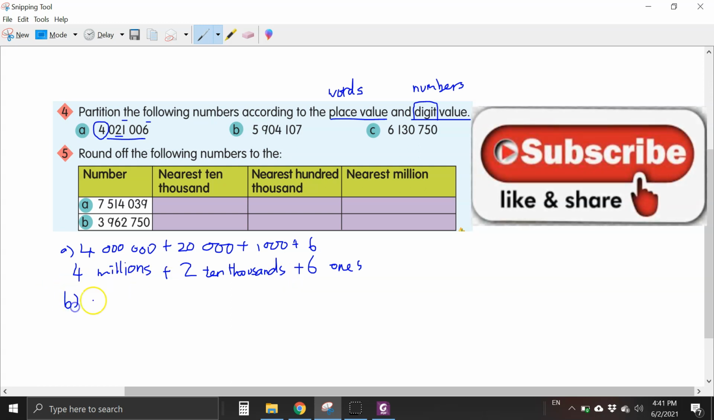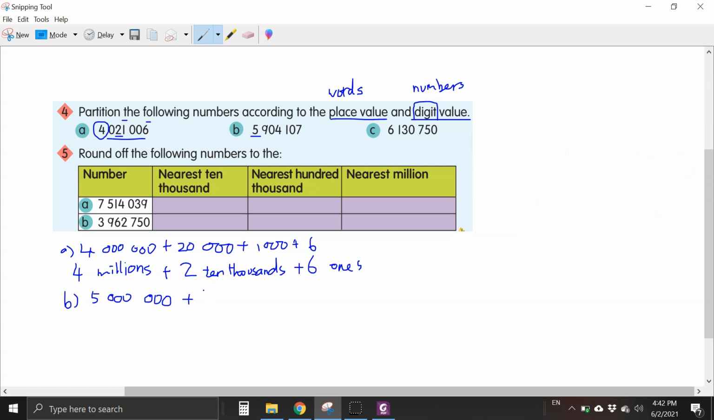Okay, let's look at B. Let's do digit value first. So you write the numbers. So again, the one in front, 5, is 5 million with 6 zeros. Remember, there are 6 zeros in a million. 6 sifar dalam 1 juta. And then the second one is 9. This is 900,000. 4 is 4,000. 107.